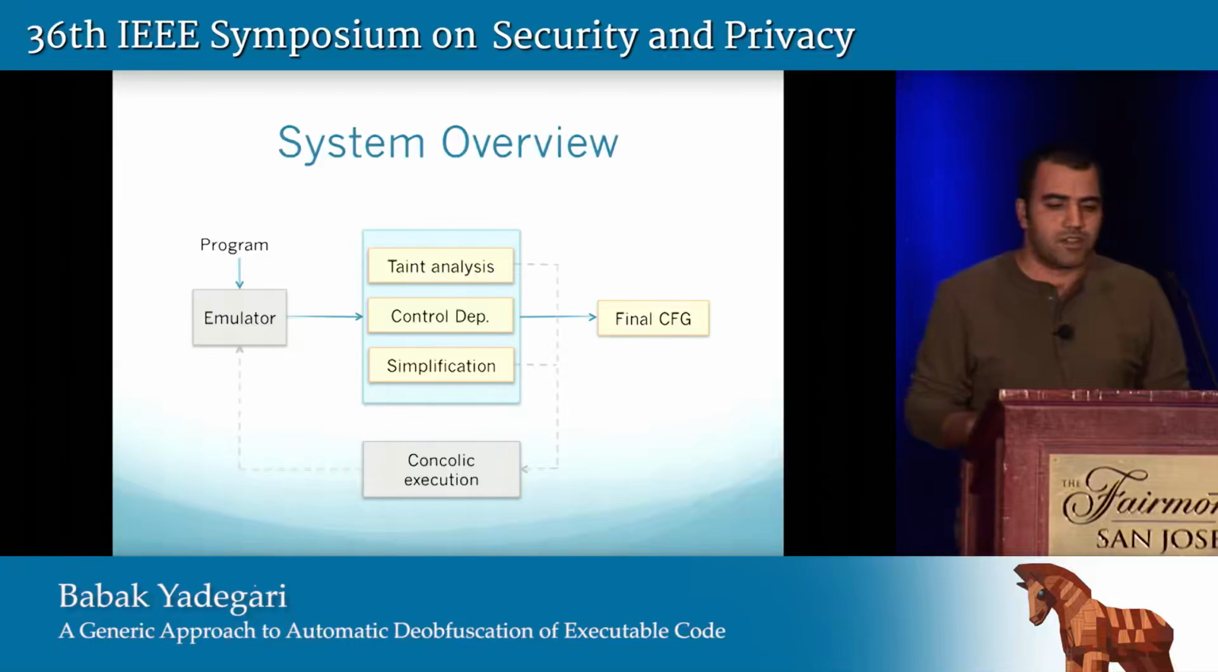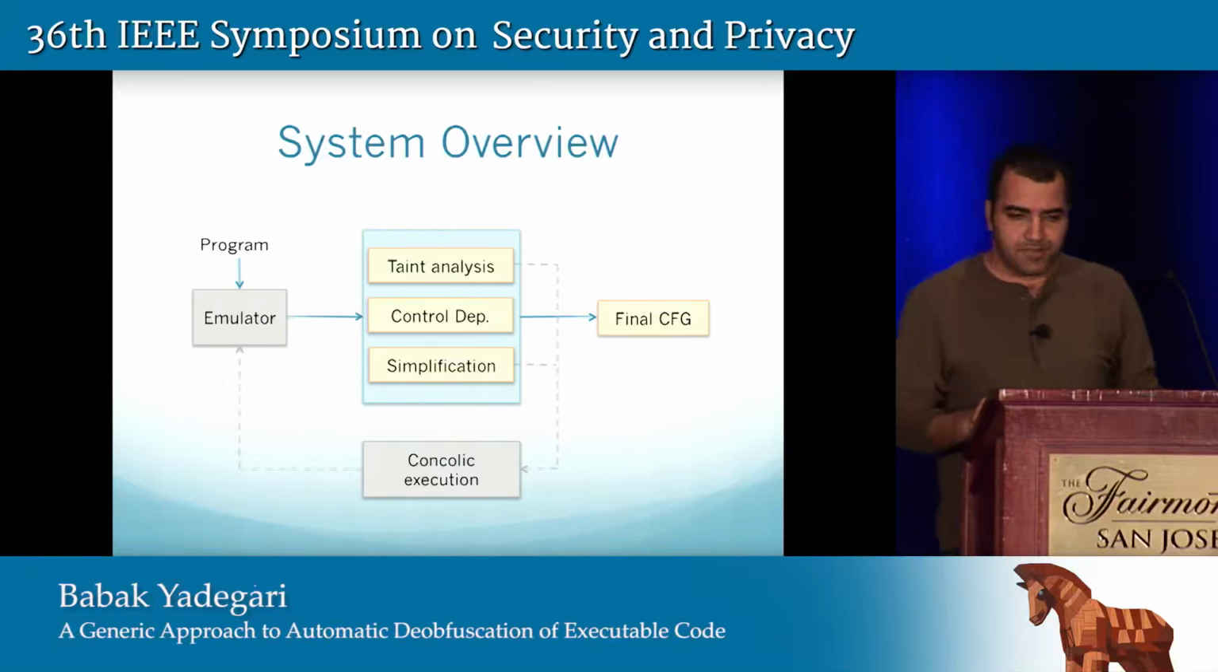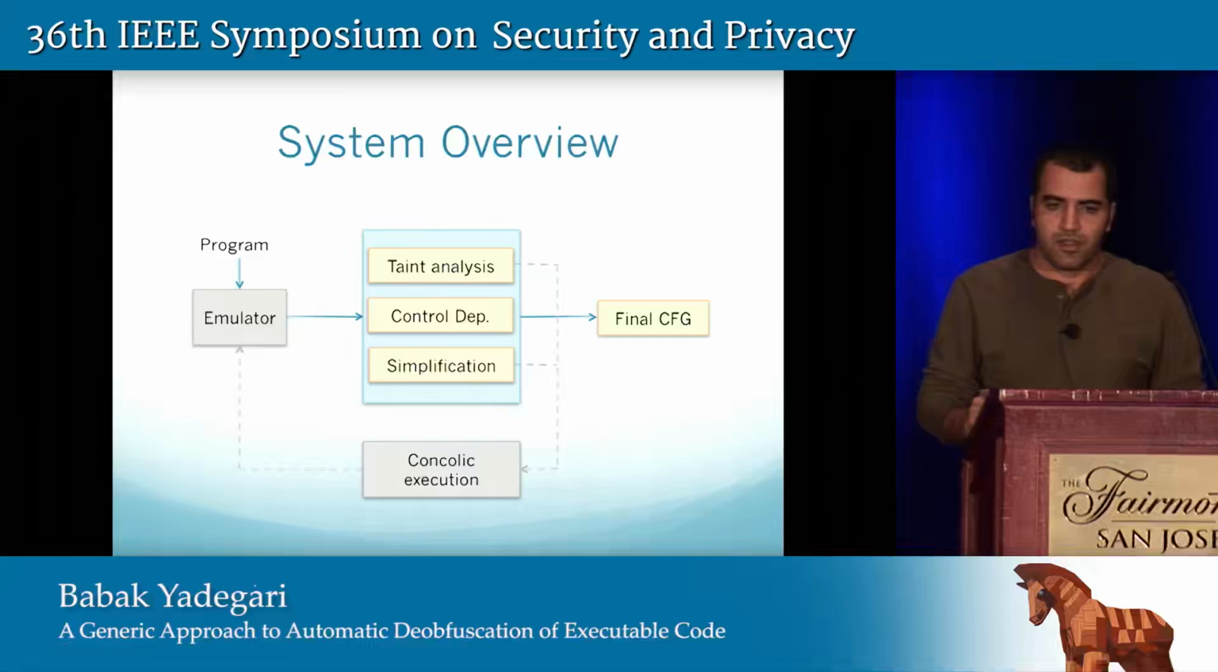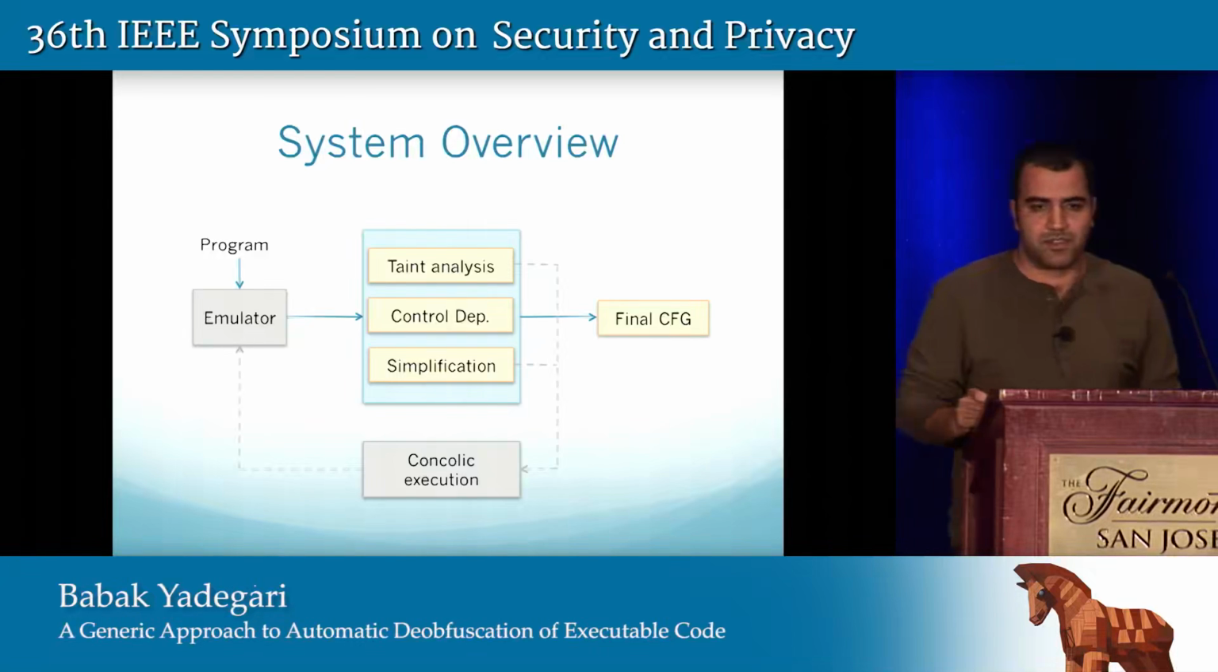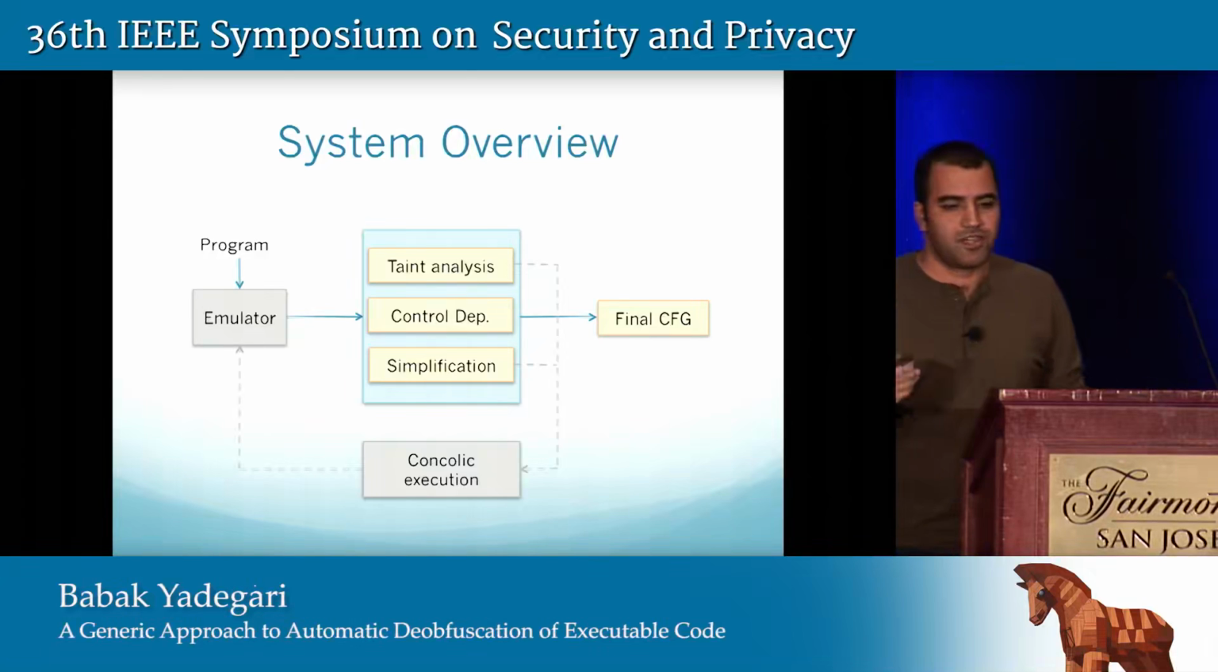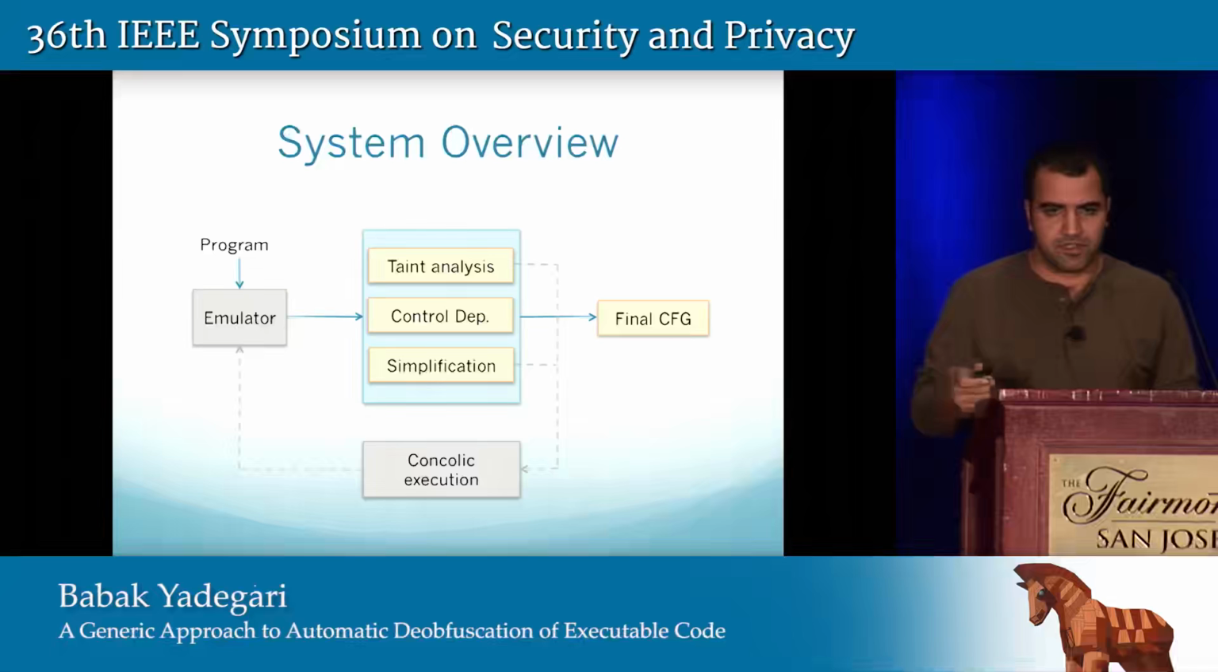We have also added a concurrent execution engine to our system. It can be fed either the original trace, the obfuscated trace, or the simplified trace, and it can build path constraints in the trace and suggest other inputs to the user that could cause the program to execute other execution paths. But I'm not going to be discussing this part in this talk.